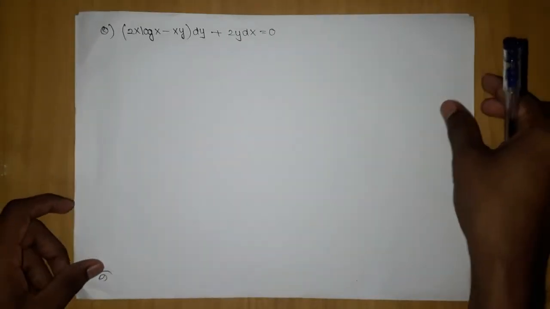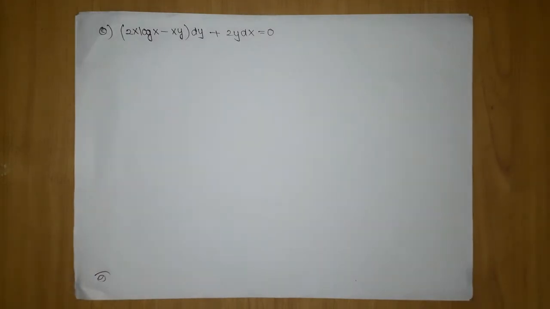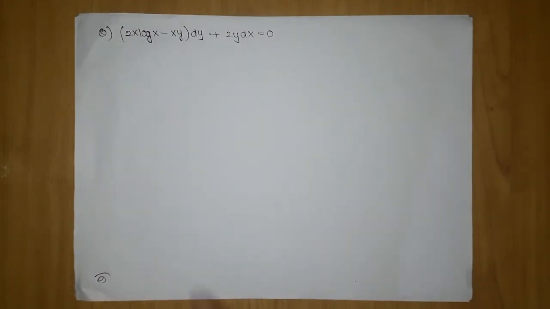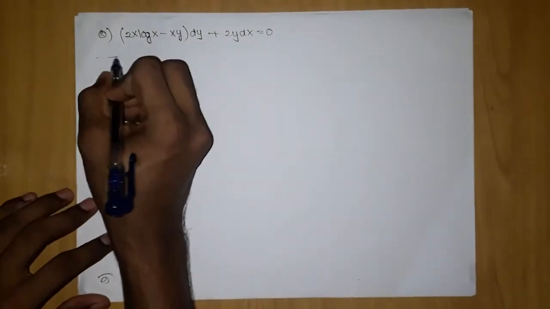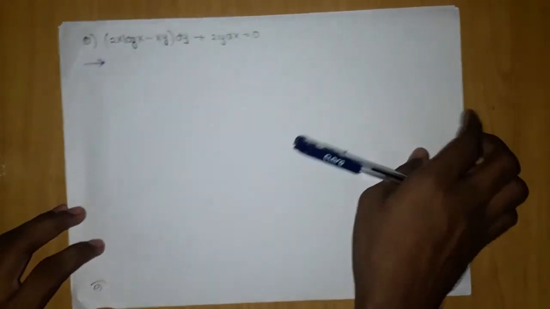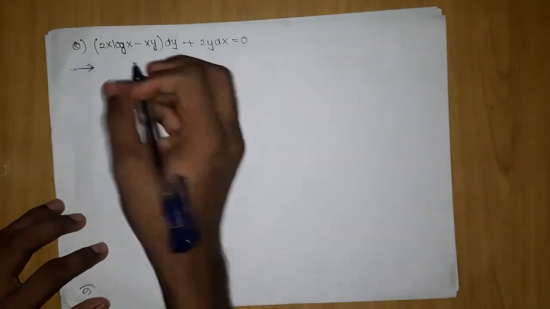Now let's begin with the question. The question which we are going to take is as follows. Solve (2x log x minus xy) dy plus 2y dx equals 0. So how will you start? We are going to write each and every step, don't worry.